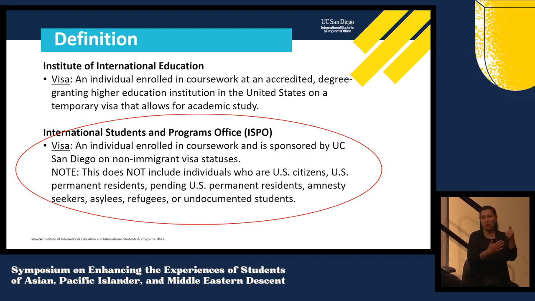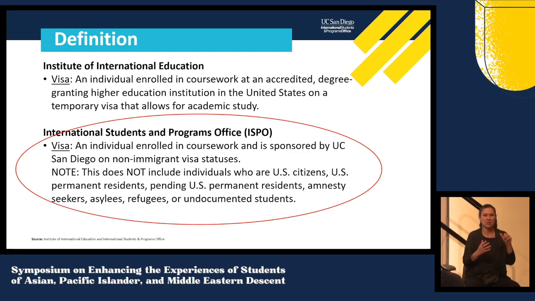So we're basing that on students that are here in the United States pursuing a degree and are on a temporary visa that allows for academic study. For ISPO, the International Students and Programs Office, we're the office that issues many of the documents that students will need to apply for an F1 or a J1 visa to arrive in the United States. This is how we also define, and it's in alignment with this Open Doors report definition, individuals that are enrolled in coursework here at UC San Diego and are sponsored on a non-immigrant visa category.